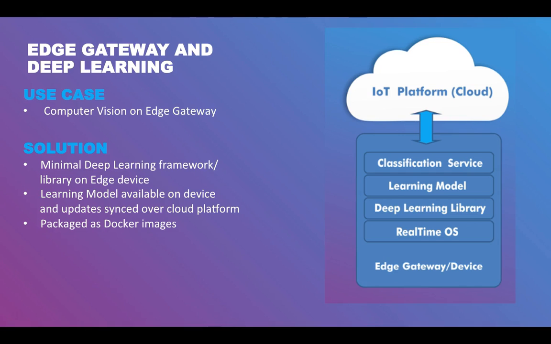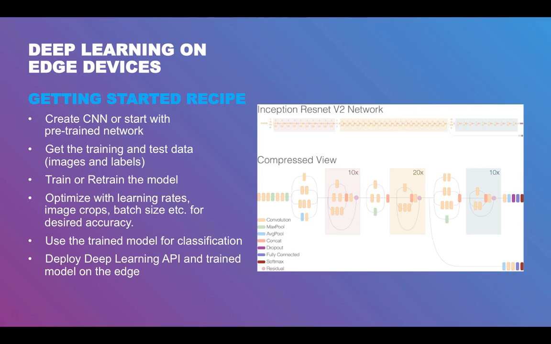The stack consists of a real-time OS, a deep learning library, the learning model, and the classification code for classifying objects. The learning model is essentially some representation, like an object graph, which is derived from training on the images. So how do you go about implementing this? I'll talk about one approach for building this out.